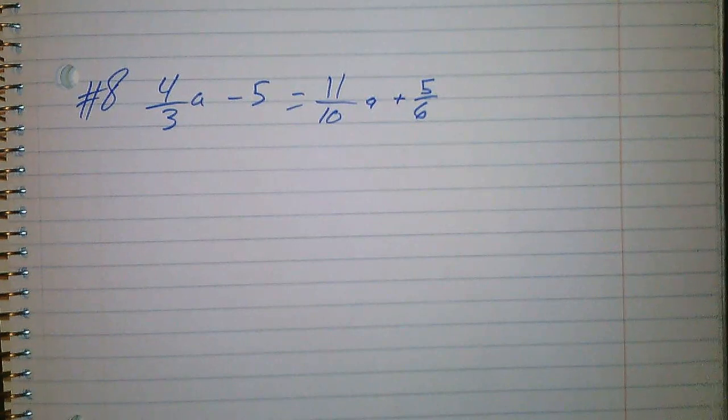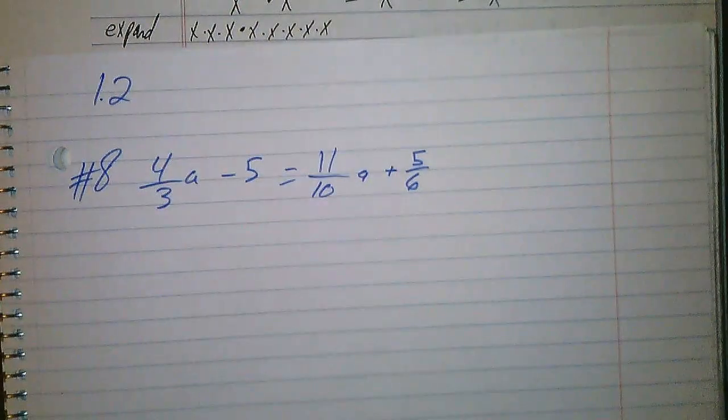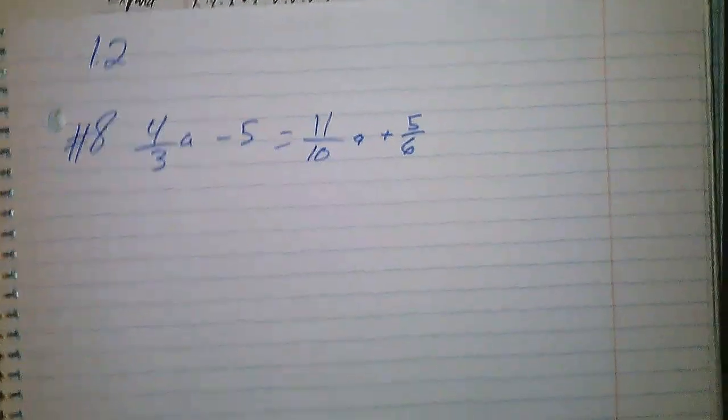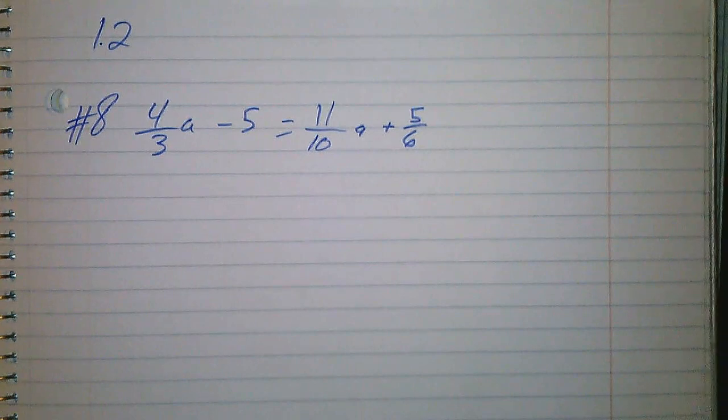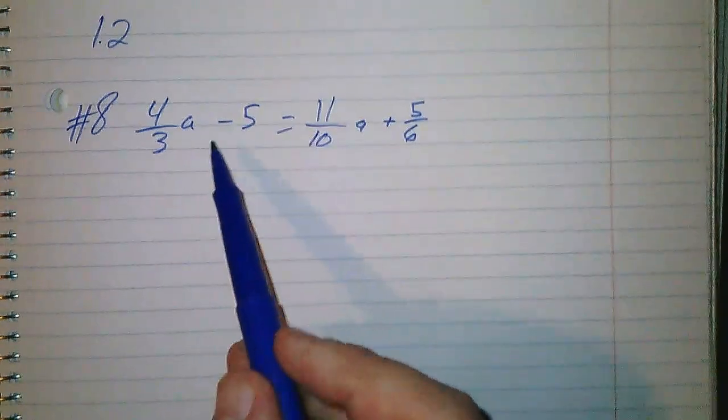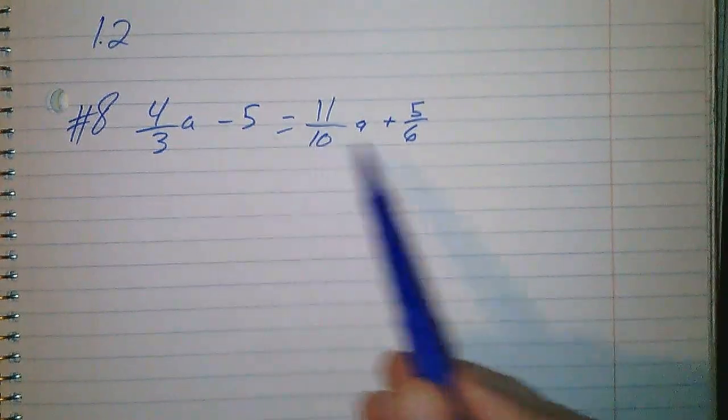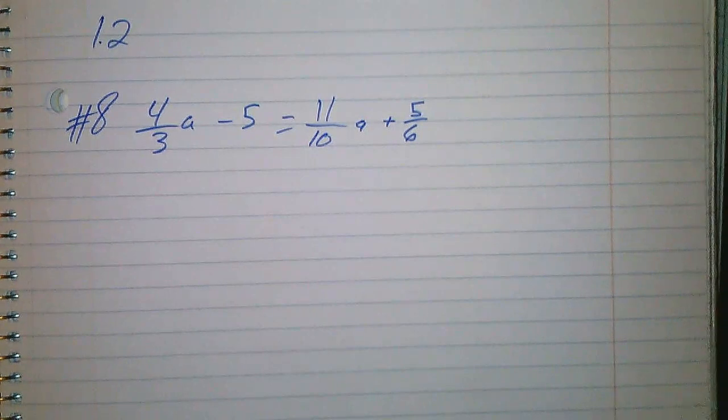This is specifically for my fall 2023 AIM course. There have been a lot of questions about numbers 8 and 9 in section 1.2. These are the two questions in which we have to solve for the variable by multiplying each term by the LCD. So we will look at number 8 and number 9.